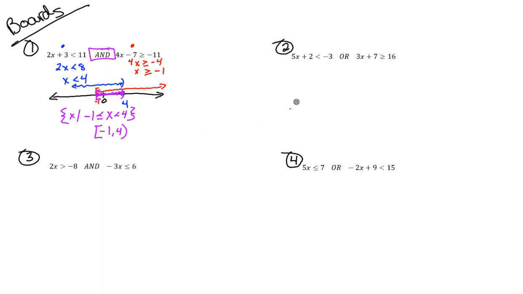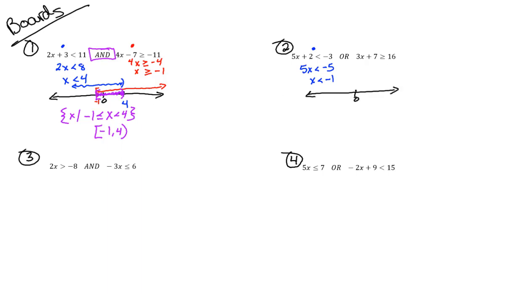Number 2. 5x plus 2 is less than -3. We'll make this one blue. Subtract 2 and we get 5x is less than -5. Divide by 5 and we get x is less than -1. Let's put that on the graph and see what we look like right now.